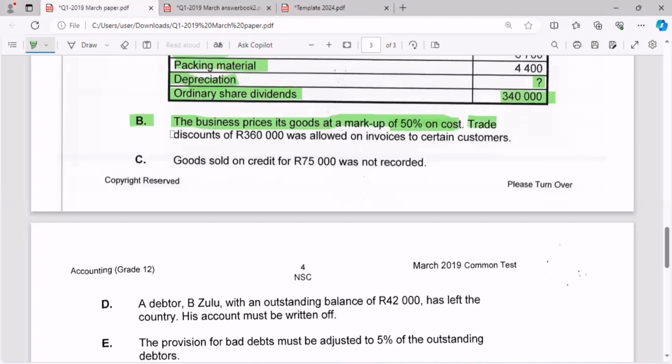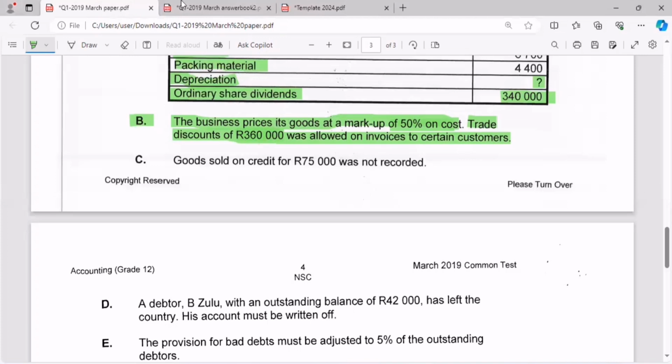Next, trade discount of 360,000 was allowed on invoices to certain customers. So guys, we have a discount that we have allowed to certain customers. A discount is a cost to us, because if we give out a discount to customers, we do not receive the full amount. So this also affects the cost of sales, because this is a cost that we incur as we try to attract customers to come and buy from us.